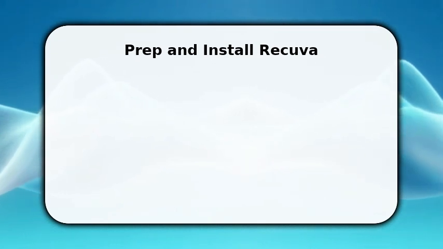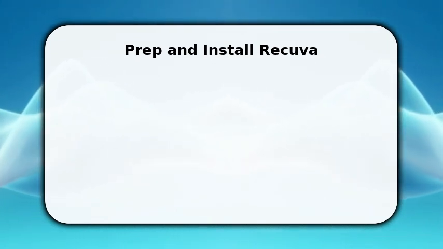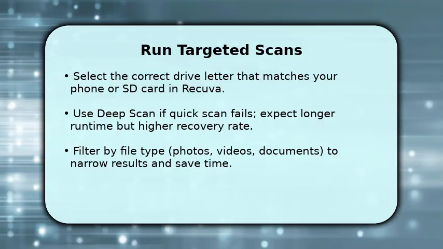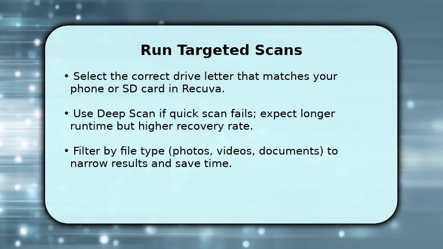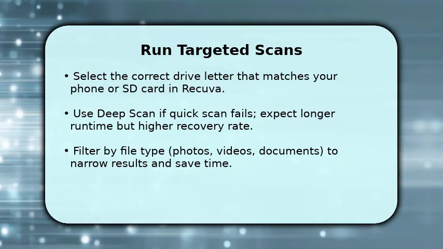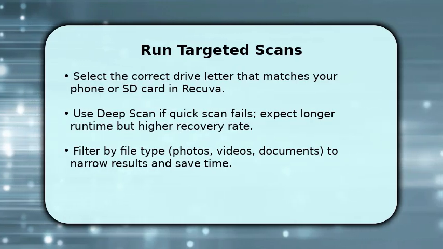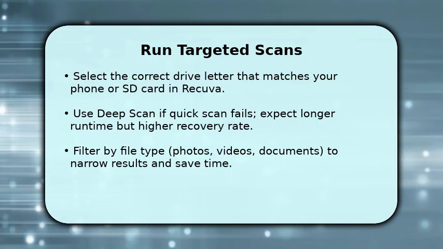You now choose the right drive and start scanning. First, try a quick scan to get results fast. If that fails, switch to deep scan for a thorough sweep, which can find fragments and older deletions. Make sure to set file type filters for photos or videos if you need media recovery. This focuses the scan and shortens time.